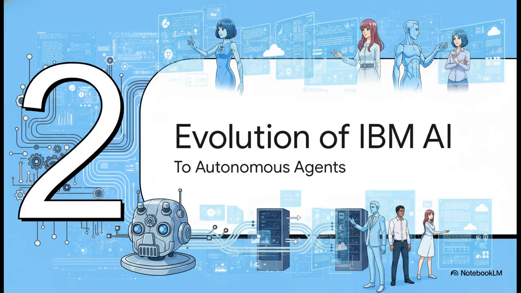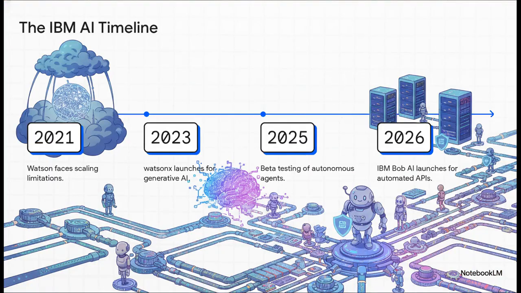Moving right along to Section 2, Evolution of IBM AI, from Watson to Autonomous Agents. To really understand the solution, we kind of have to look at the historical context and exactly why earlier enterprise solutions struggled to scale. Back in 2021, the legacy Watson model, like Watson for Oncology, faced some severe scaling limitations. It was essentially a centralized cloud-only AI.